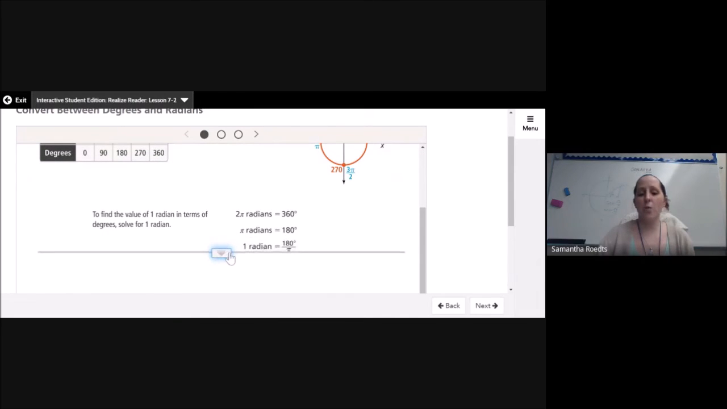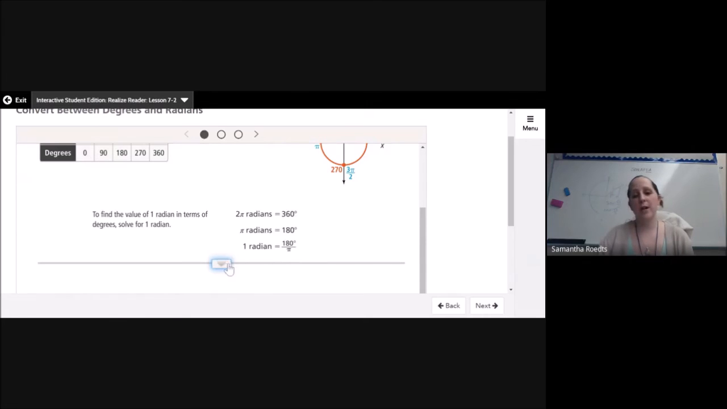To find the value of 1 radian in terms of degrees, I solve for 1 radian. So 2 pi radians equals 360. I divide both sides by 2, and then both sides by pi. So 1 radian equals 180 over pi.